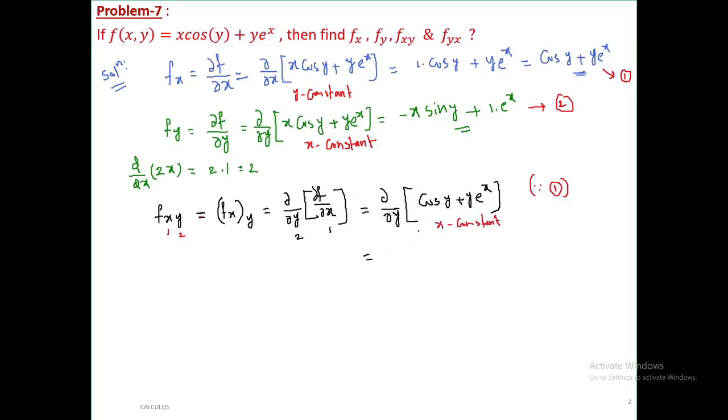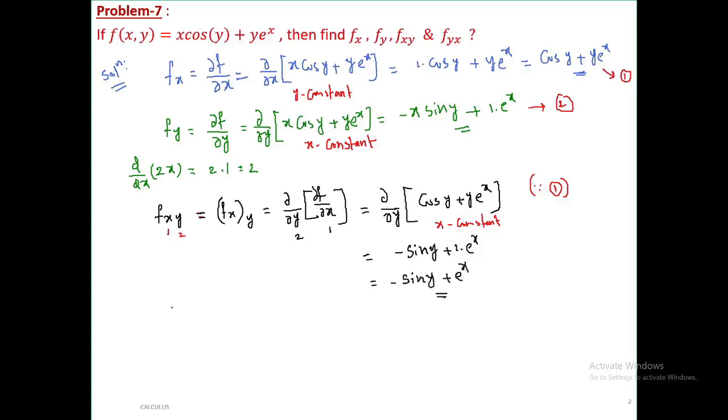So with respect to y, the derivative of cos y is minus sin y, and the derivative of y is 1 into e power x. So overall this is minus sin y plus e power x. So this is fxy.